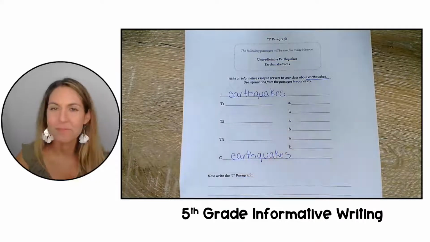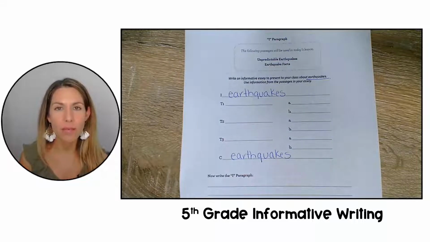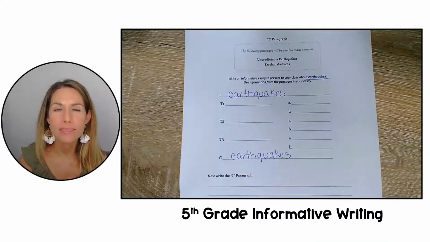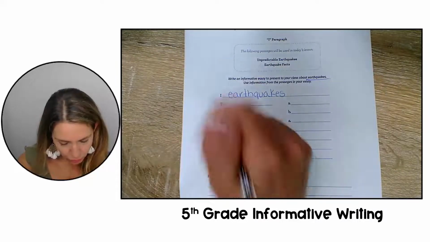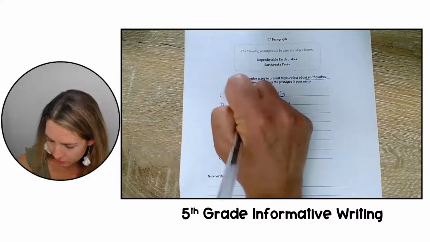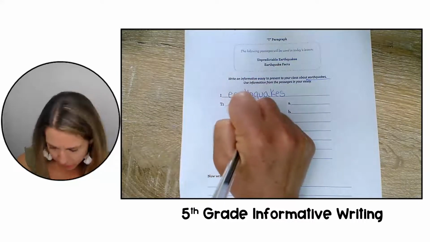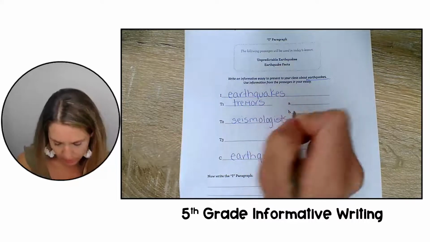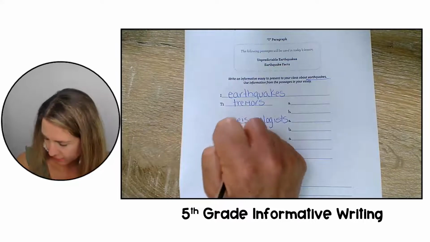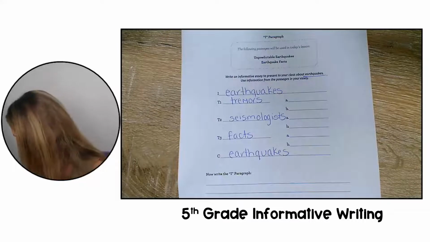Earthquakes goes next to C. Now, after we chose what the controlling idea of our whole essay was going to be, then we had to decide on 3 big topics that we had a lot of information to write about from the passage set. So we chose tremors, seismologists, those are the people that study earthquakes, and facts. There was that bulleted list. Go ahead and take a moment. You can copy all of that down.